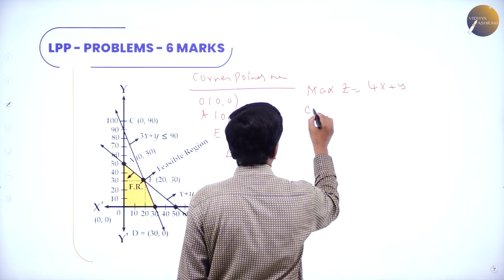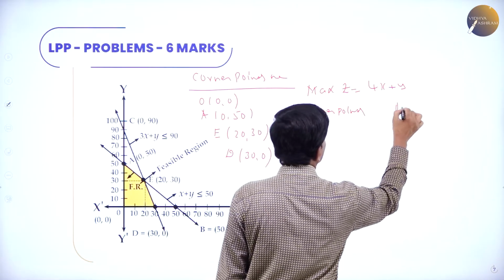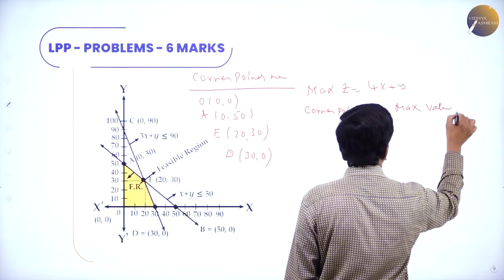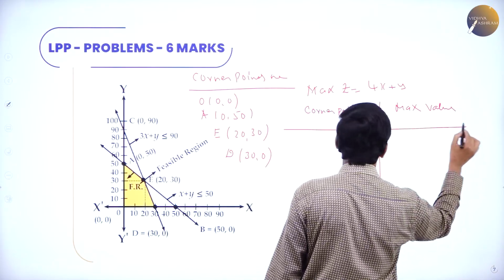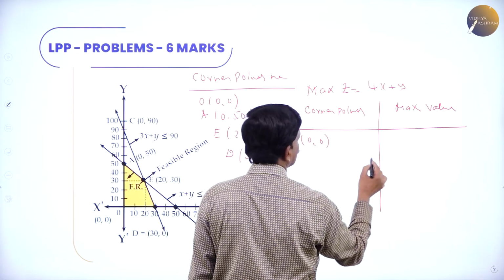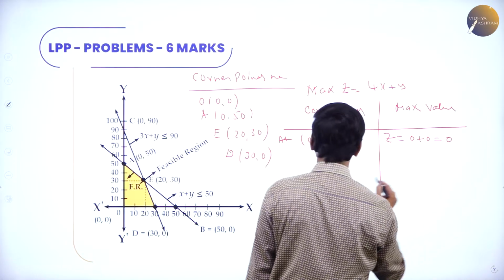Now, corner points. Corner points here, maximum value. Now, what are the corner points? At 0, 0, what will you get? Z is equal to 0 plus 0, which is equal to 0.